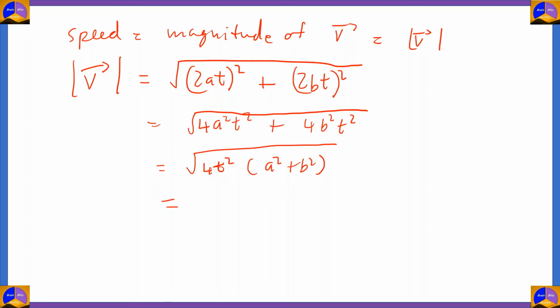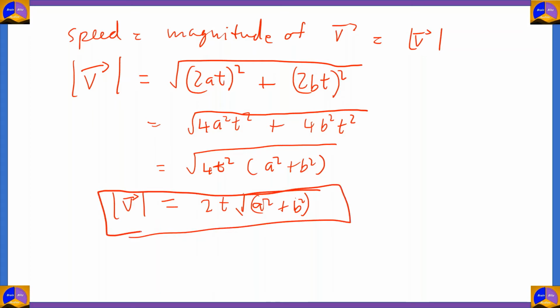Now we notice that the square root of 4 is 2, and the square root of t square is t. So we can write the magnitude of the velocity vector as 2t into root of a square plus b square. So what we did was we took 2t outside the root, because the value of 4t square, the whole root, will give you 2t, and then a square plus b square is kept under a root. So this is the expression of the speed of the particle.